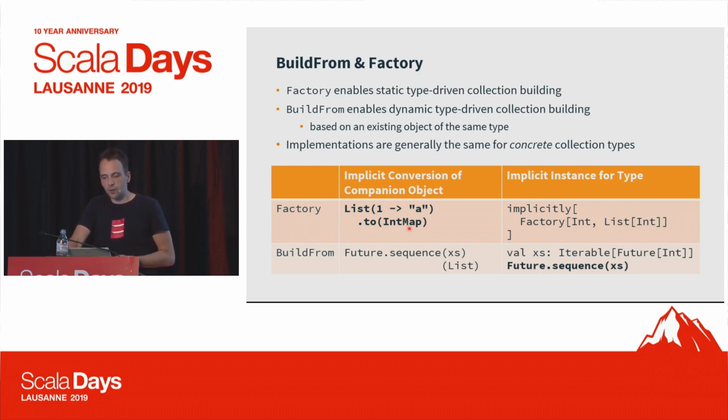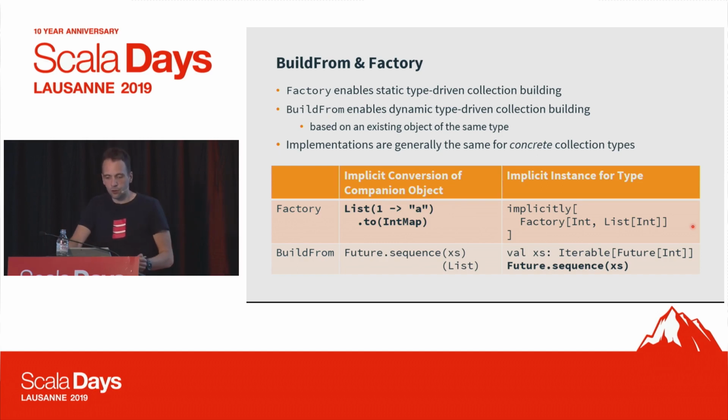And the other way of using it is with an implicit instance for the type. I've written implicitly here just to show you how it works. So we're conjuring up a factory from Int to List of Int. I'm writing implicitly because there is not a single abstraction in the standard library that actually uses this. But you can use it in your own code if you want to. This can be useful for stuff like type-driven serialization or deserialization. Those are the use cases we had in mind.